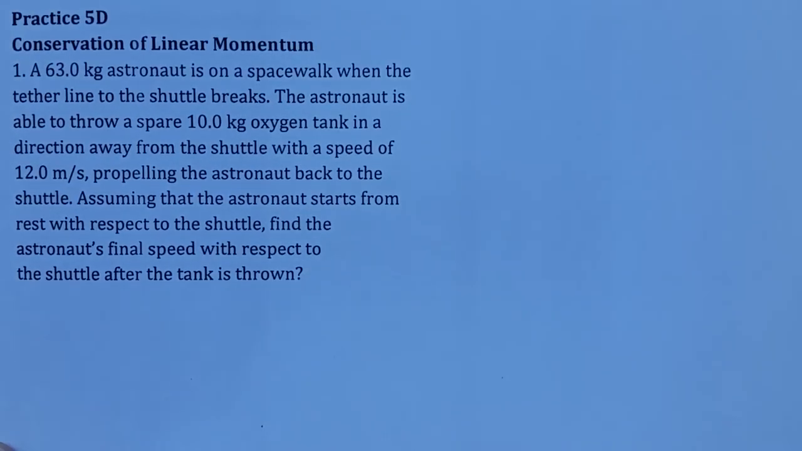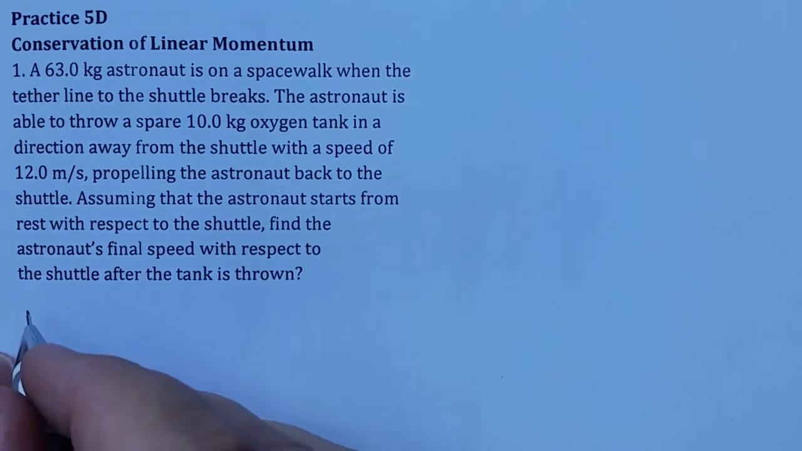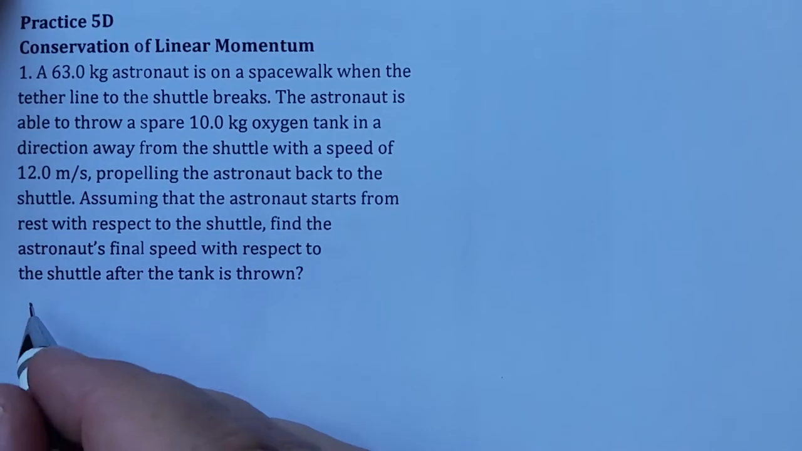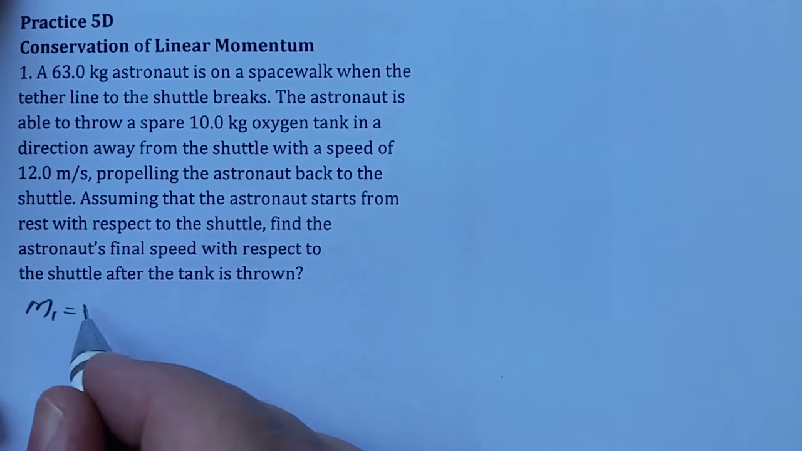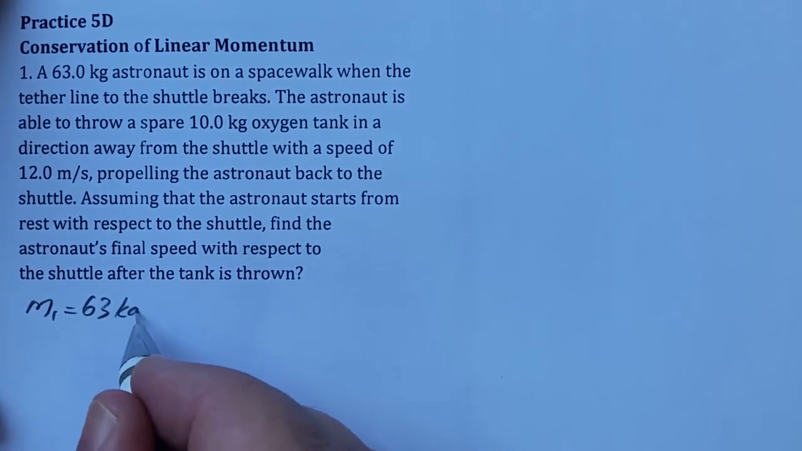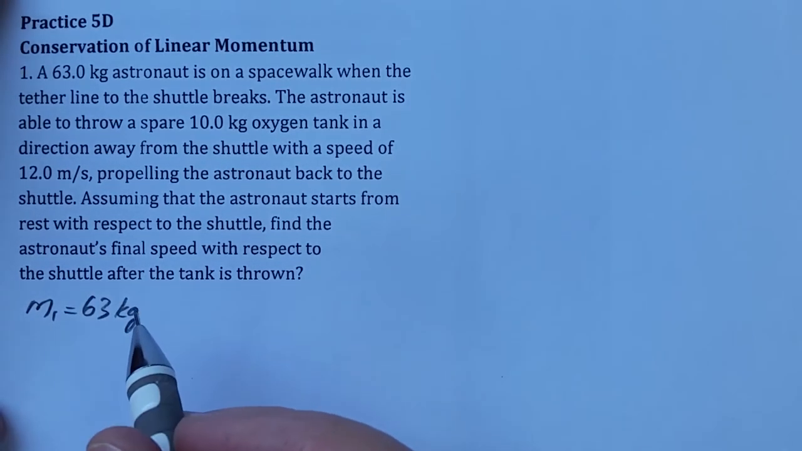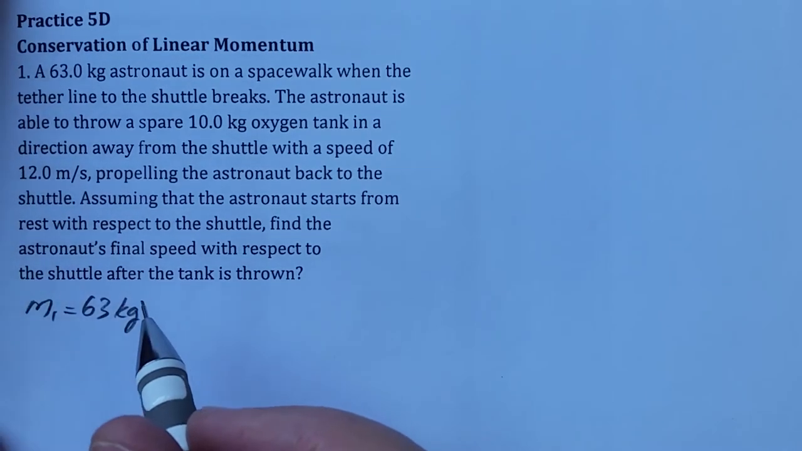Okay, friend. Now I will solve some examples about conservation of linear momentum. Practice 5D. Let's read it. A 63 kilogram astronaut. Let's write his mass: M1 is 63 kilogram. He is on a spacewalk when he tethered the line of the shuttle breaks.